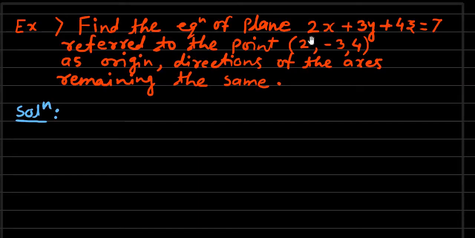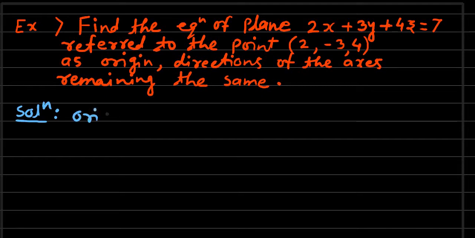Find the equation of plane 2x plus 3y plus 4z equal to 7 referred to the point 2, minus 3, 4 as origin, directions of axis remaining the same. Here the equation of a plane is given with reference to the original frame of reference, that is our original XYZ axis, and if the origin is shifted to the point 2, minus 3, 4, then the equation of the same plane is asked with reference to the new origin. So we will solve this one. Method we have just seen in the theory, now we will solve this one.